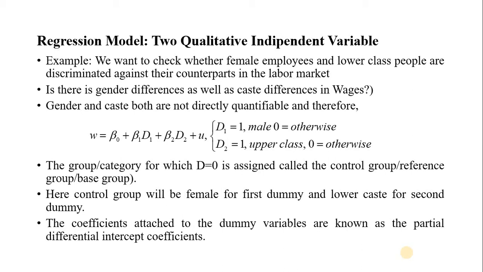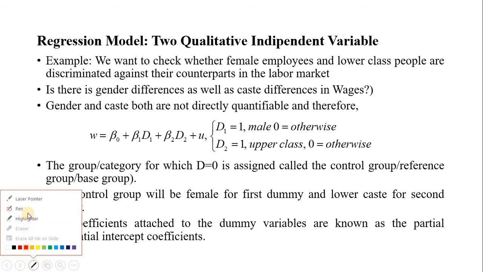So when we do an analysis of the labor market, especially of the wage rate, we have to include gender as a variable, and caste as a variable. This is our aim: is there a gender difference as well as a caste difference in the wage market? Gender as well as caste are both not directly quantifiable, so we have to express the effect of these variables using dummy variables. So here I am representing these two variables as dummies.